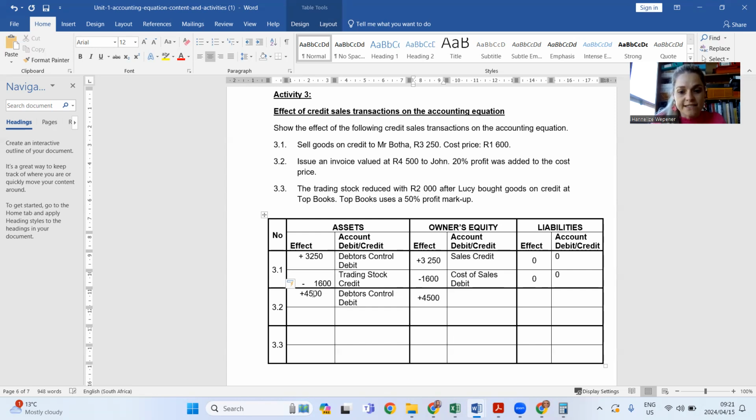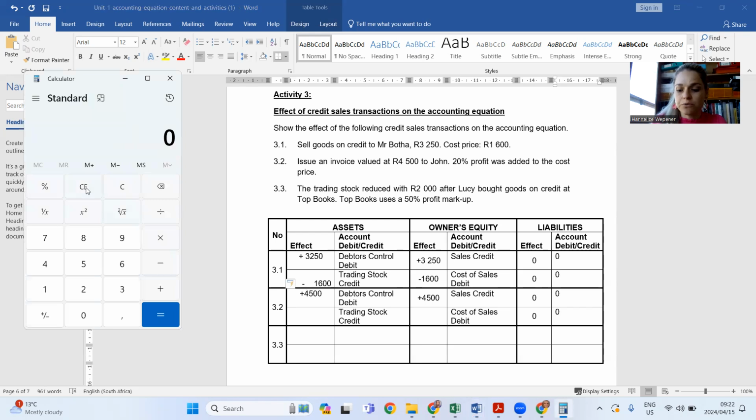Because you have more sales, so more income, sales gets a credit. No liabilities affected there. But you cannot have sales without trading stock leaving your business, so credit for trading stock, in the form of a cost of sales expense that is now increasing with a debit. No liabilities affected there.